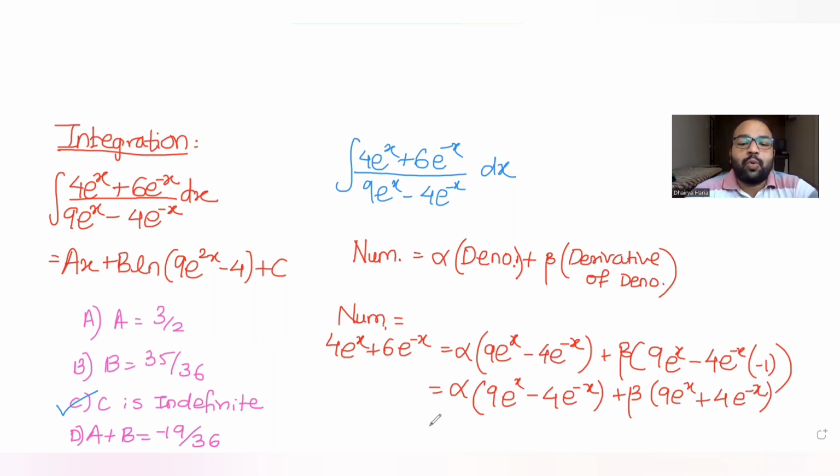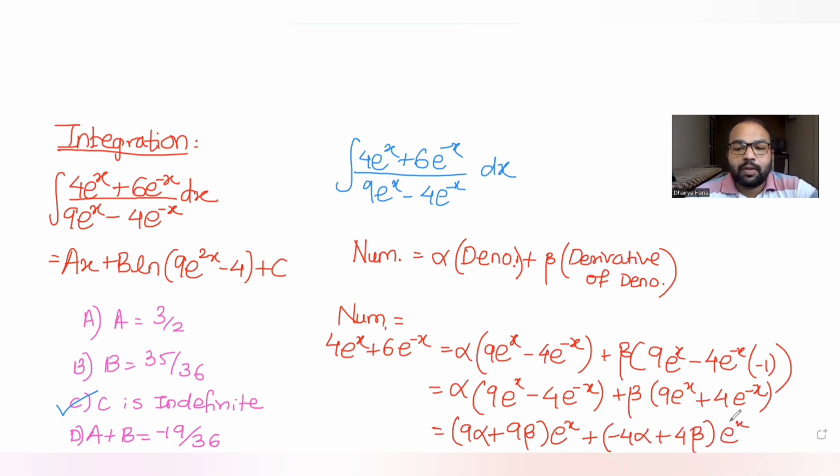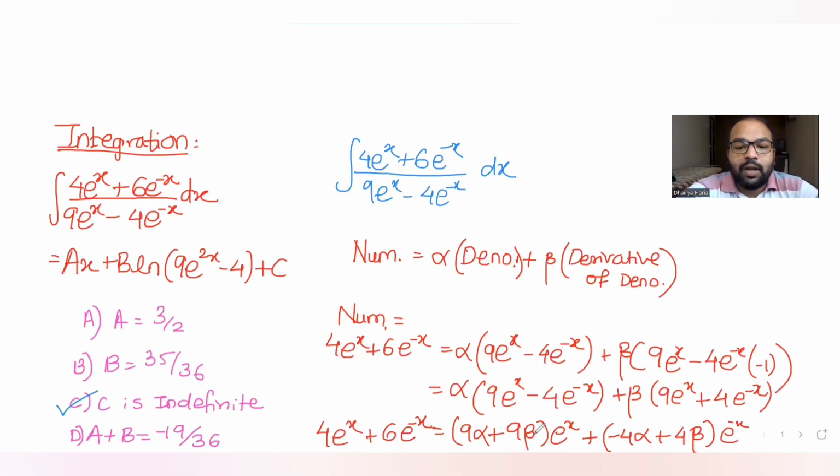So now with e raised to x, I have the term 9 alpha, and here I have 9 beta. And further with e raised to minus x, I have minus 4 alpha plus 4 beta. This is equated with 4 e raised to x plus 6 e raised to minus x. So if I compare both sides, I get two equations: 9 alpha plus 9 beta is equal to 4, and minus 4 alpha plus 4 beta is equal to 6. Equating the coefficients of e raised to x, I get one equation in terms of alpha and beta. Equating the coefficients of e raised to minus x, I get the other equation also.